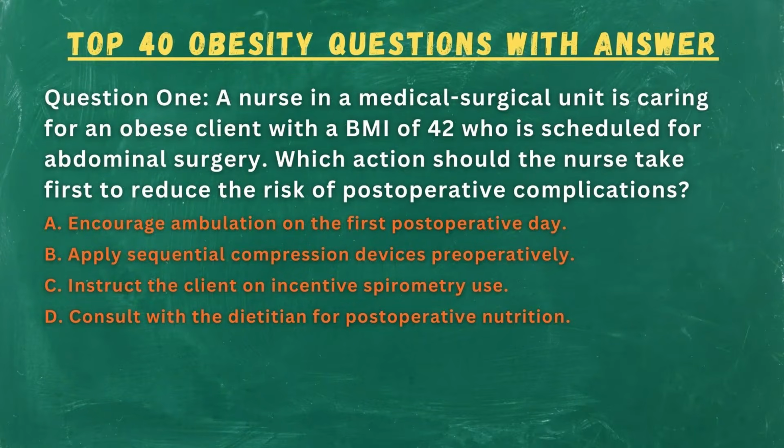Question 1. A nurse in a medical surgical unit is caring for an obese client with a BMI of 42 who is scheduled for abdominal surgery. Which action should the nurse take first to reduce the risk of postoperative complications?